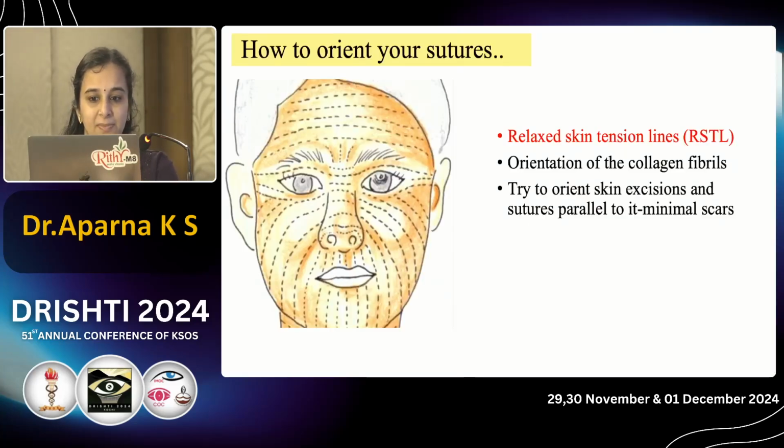One important concept is relaxed skin tension lines or RSTL. These are basically the orientation of collagen fibrils. So whenever you are making an incision or doing suturing, try to orient it parallel to the RSTL. This will help to minimize the scarring.